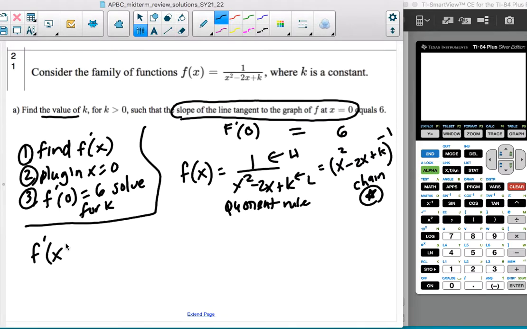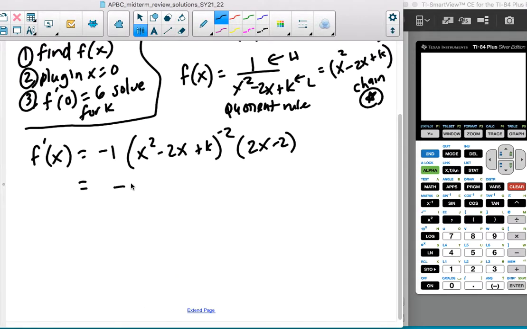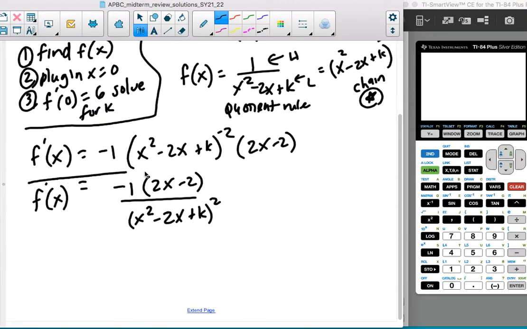So I did f prime equals -1 stuff to the -2 times the derivative of the stuff. And the k differentiates away. And then that means that I wrote this as a -1 times the quantity 2x minus 2 over x squared minus 2x plus k quantity squared. So that's my f prime of x. Done. Did the first thing.